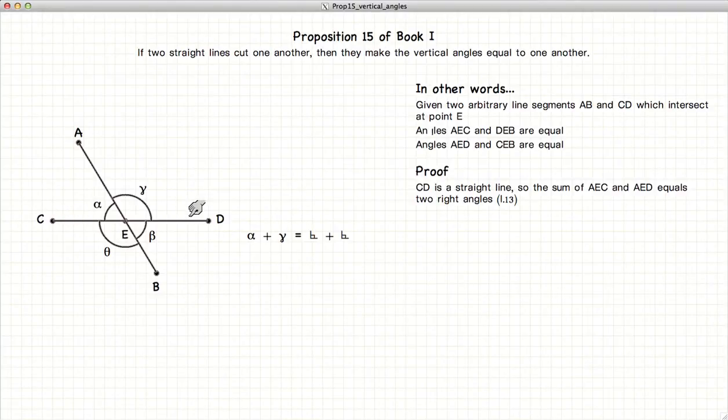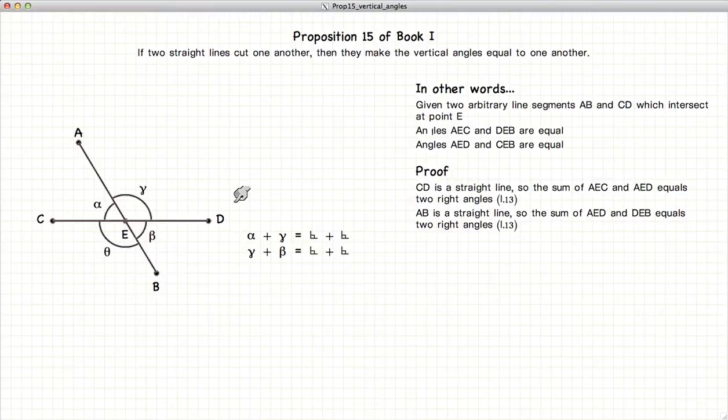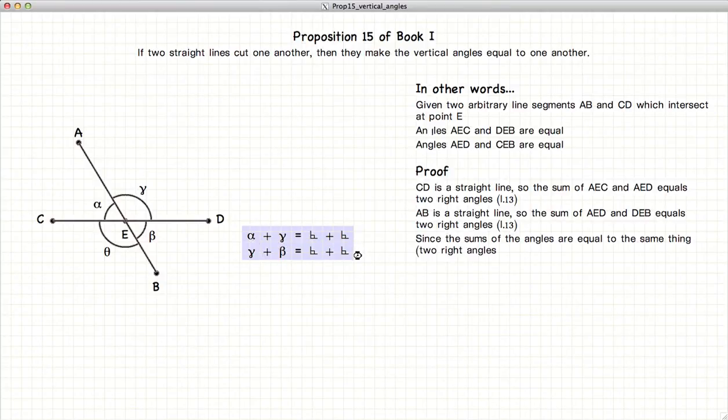Now, since CD is a straight line, we know from Proposition 13 that alpha plus gamma is equal to 180 degrees. Looking at the line AB, again from Proposition 13, we know that gamma plus beta is equal to 180 degrees. Looking at these two equations, it's very clear that alpha plus gamma, which is equal to 180 degrees, is also equal to gamma plus beta, because it is also equal to 180 degrees. So we end up with alpha plus gamma equals gamma plus beta, or in other words, alpha is equal to beta.